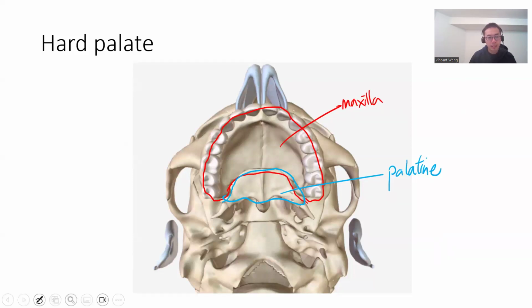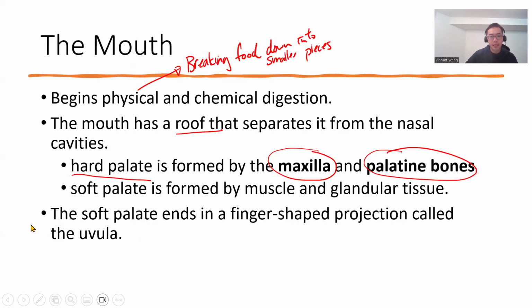Still further back, this is where the soft palate is going to be, no bone. It's just glandular tissue. And then the uvula is going to be right here at the back, right? So the soft palate is formed by muscle and glandular tissue, and it ends with the uvula, which, as you know, seals the nasal cavity, so the food doesn't go up.